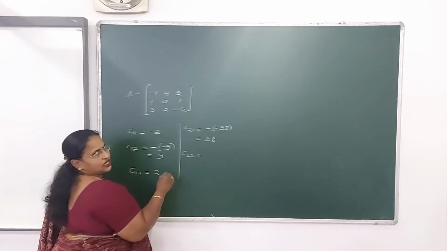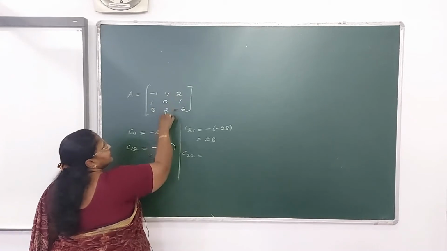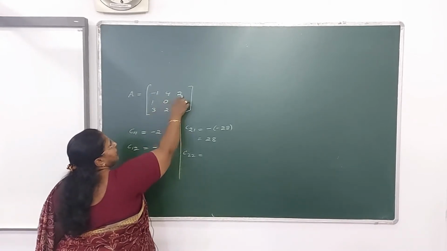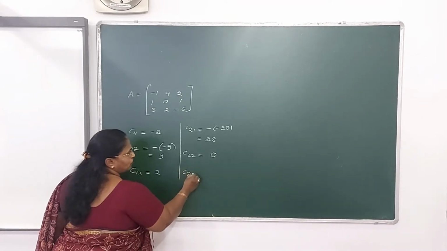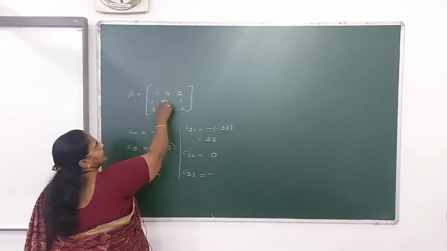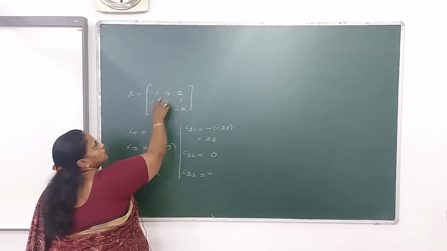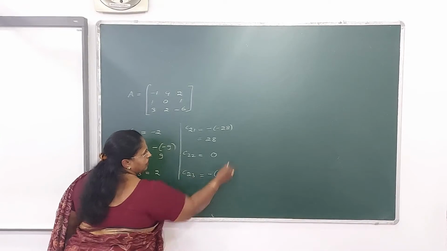C22, plus sign. Nothing to mention. Directly you find out M22. Delete the second row and the second column. It's 6 minus 6. Its answer is 0. Now C23. You will be placing a minus sign here. C23 calculated: it's minus 2 minus 12, it's minus 14. So the answer is plus 14.